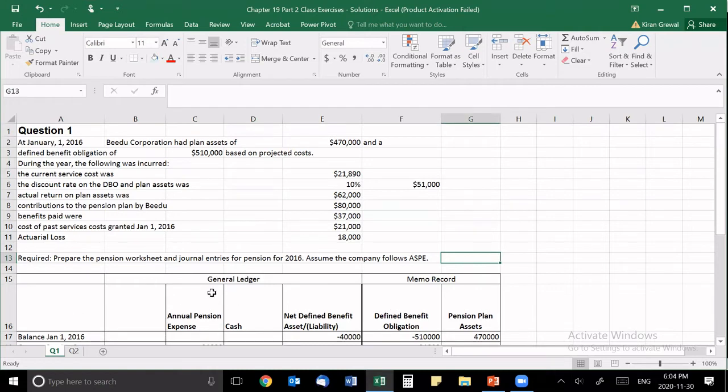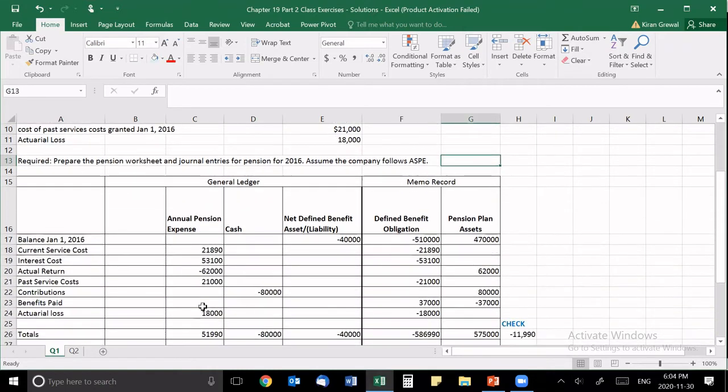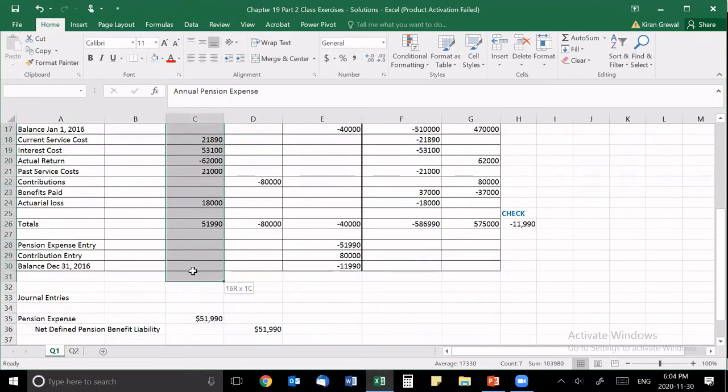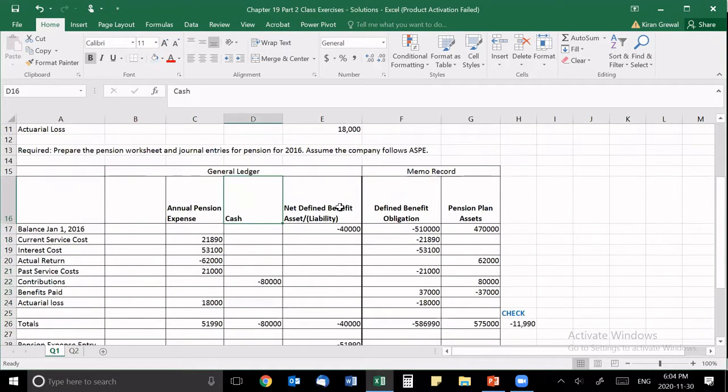Okay, so this is what a pension worksheet is. It shows the pension expense account, it shows the cash account, and it shows your net defined benefit asset or liability account. So these three accounts are going to be on the balance sheet and income statement, right? Your pension expense goes into your income statement, and cash and your net defined benefit asset or liability go into your balance sheet. And then we have this big black line that distinguishes what's going to actually go into your statements and what's just going to be a memo record.